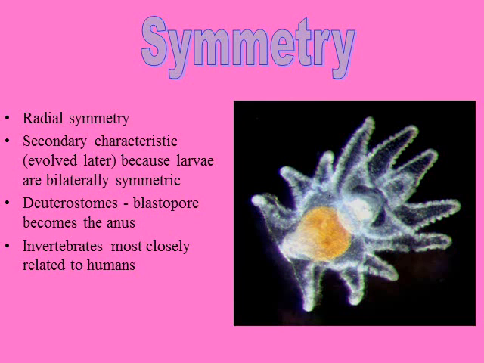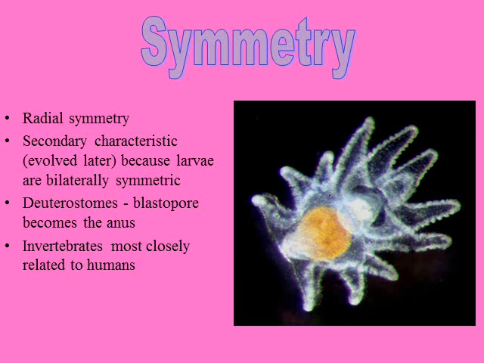Now, what's interesting about this is we think that it's a secondary characteristic, which is to say that at one point they had bilateral symmetry and that they evolved this radial symmetry. And why do we think this? Well, because if you look at the larvae, they actually are bilaterally symmetrical. So if you see this larvae over here, you can kind of cut it down the middle, and one side would be the same as the other side.